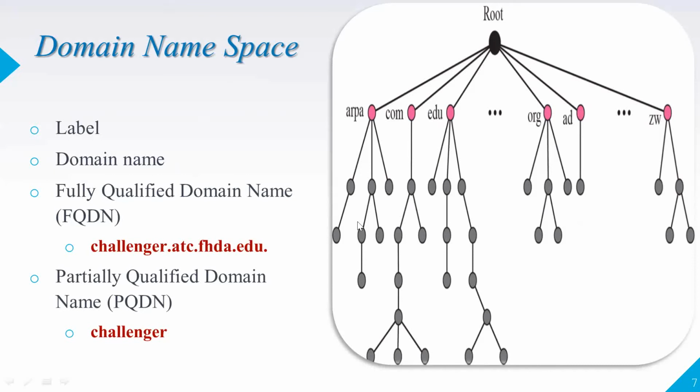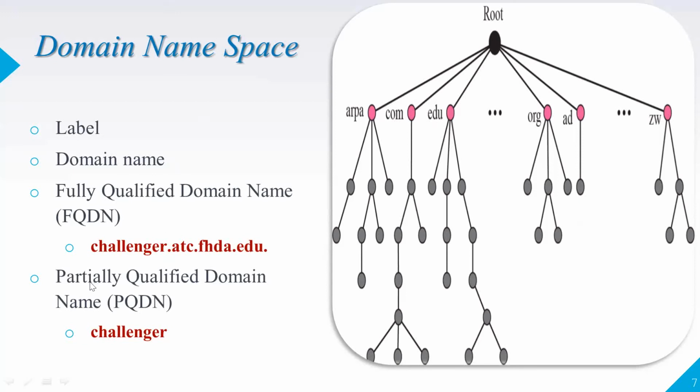A sequence of labels separated by dots is called a domain name. And the third one is the fully qualified domain name, which is the FQDN. The FQDN has the full name, for example, challenger.atc.fhda.edu. So all the labels are given in the name. If we give this name to the DNS client in order to get the address from the DNS server, whenever this name is passed, it automatically receives the IP address from the DNS server.